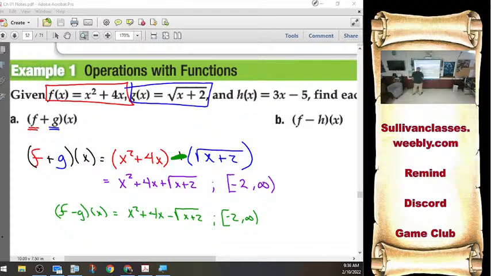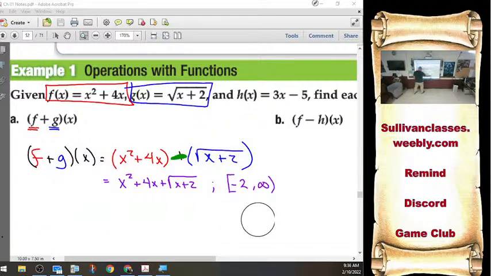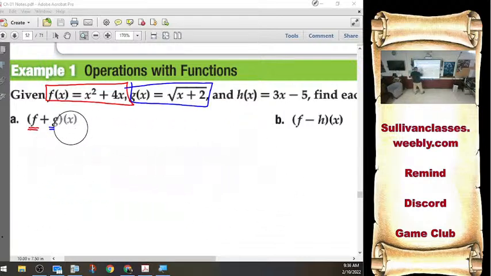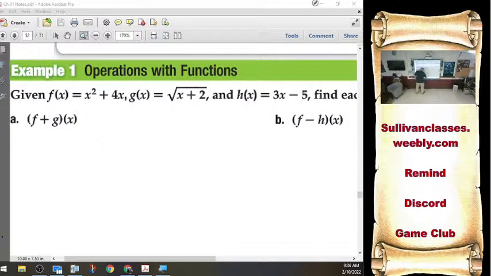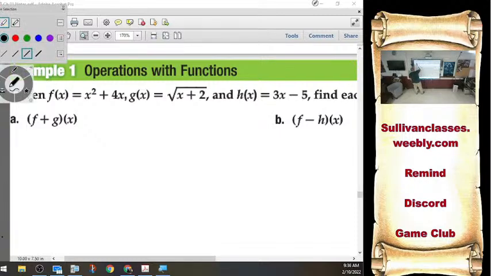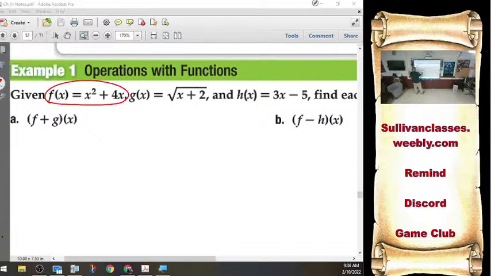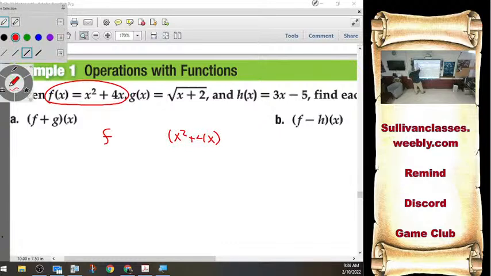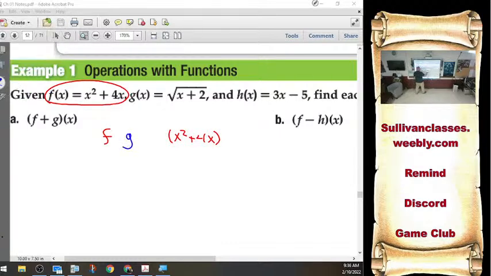The problem that I see happening is we just forget to distribute our negative. If this asks for f minus h, f rule, this stuff, g rule. Oh, it's h now. That's why I erased and was starting over. H rule. You should have let me actually write it.